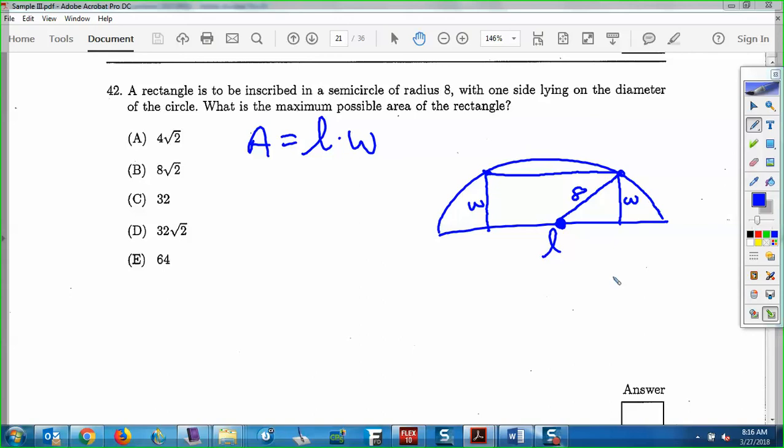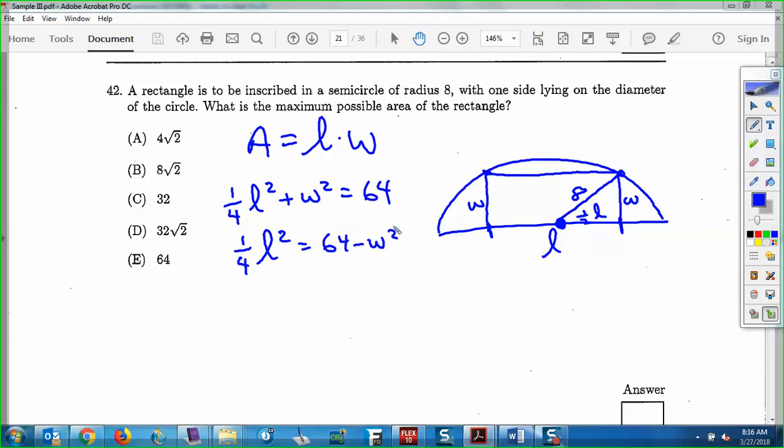To get this other side, the length would be here. So what do we know about this right here? Isn't that got to be half of L, right? Because we know there's going to be symmetry here. So we know this has got to be 1/2 L. So we know that (1/2 L) squared, or 1/4 L squared, plus W squared would equal 64. Okay, so then we could solve for one of those. To get rid of this fraction, it might be better to solve for L. So 1/4 L squared equals 64 minus W squared.